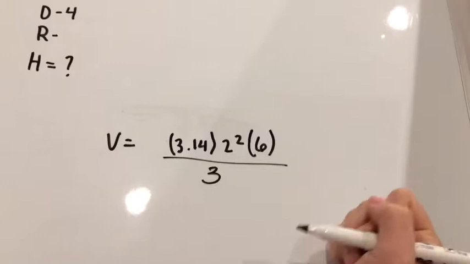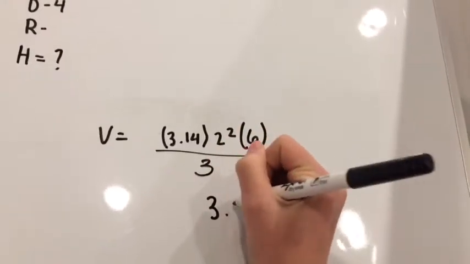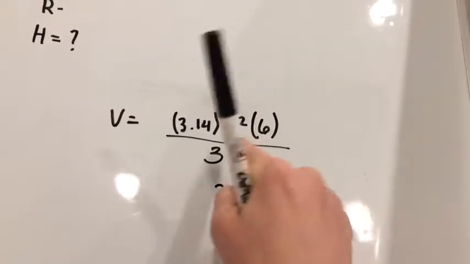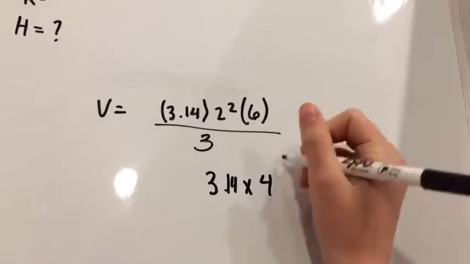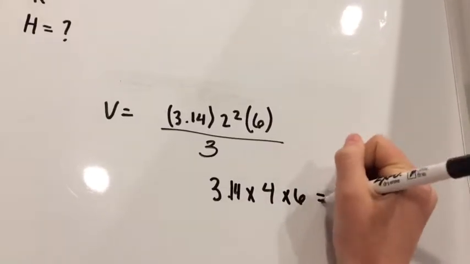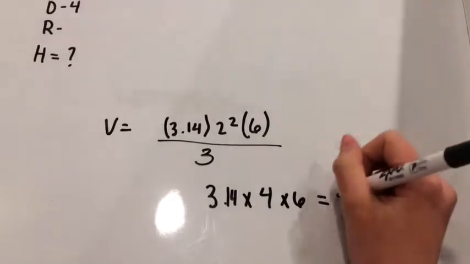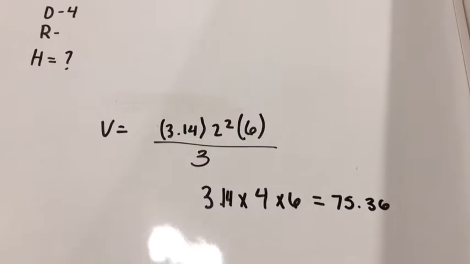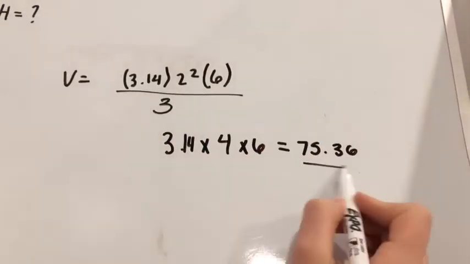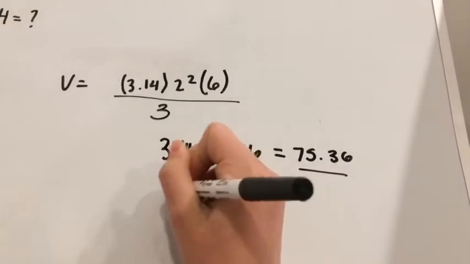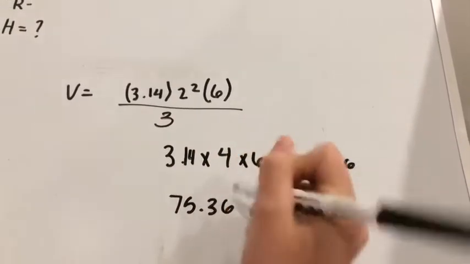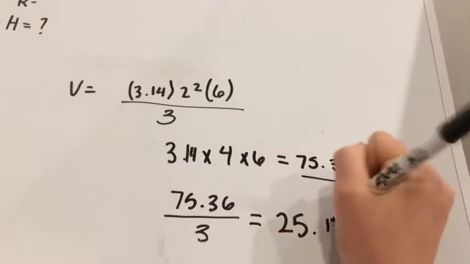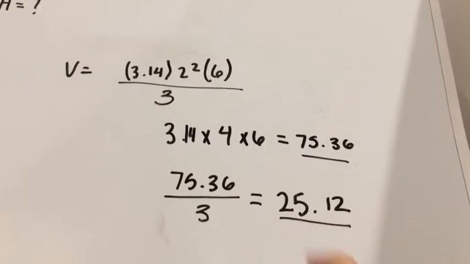Now first, we have to solve this, which is 3.14 times 4, which is 2 times 2, which is 2 squared, times 6, and this equation equals 75.36. And correct me if I'm wrong, the formula says we have to divide this by 3. So that's 75.36 divided by 3, which equals 25.12. And that, my friends, is the volume.